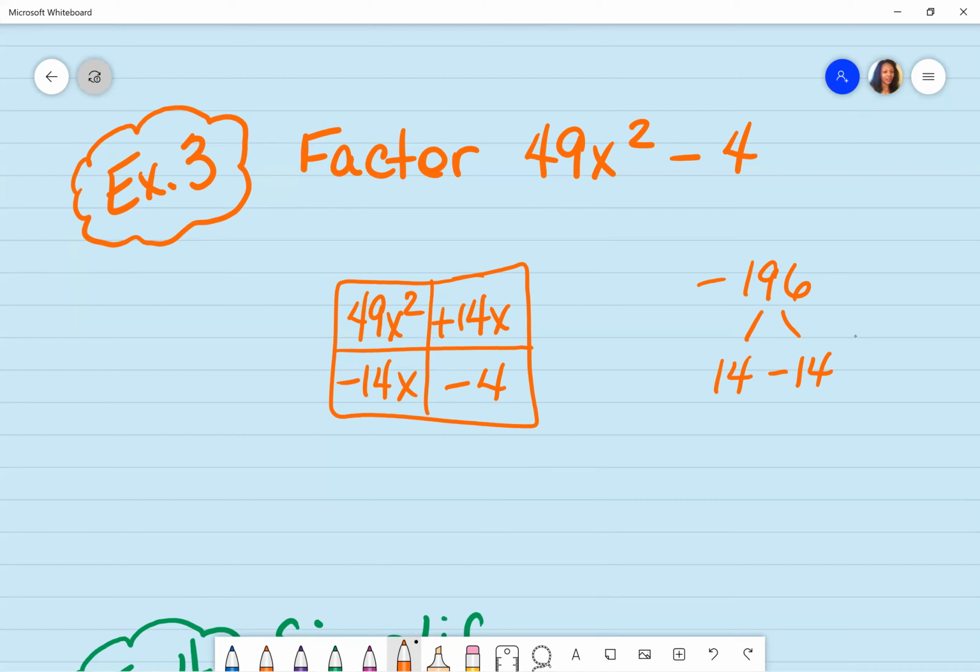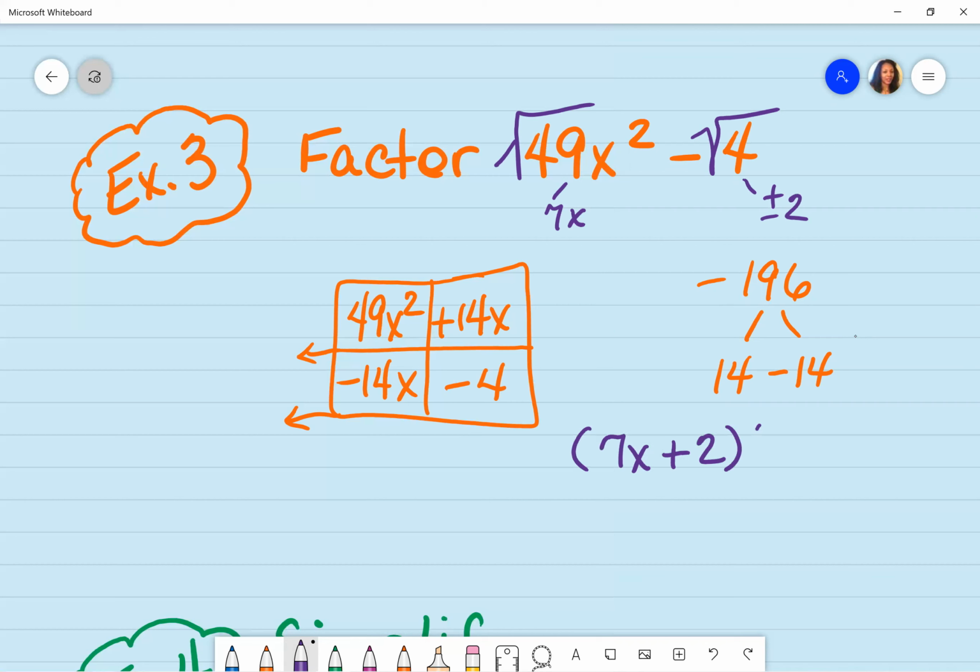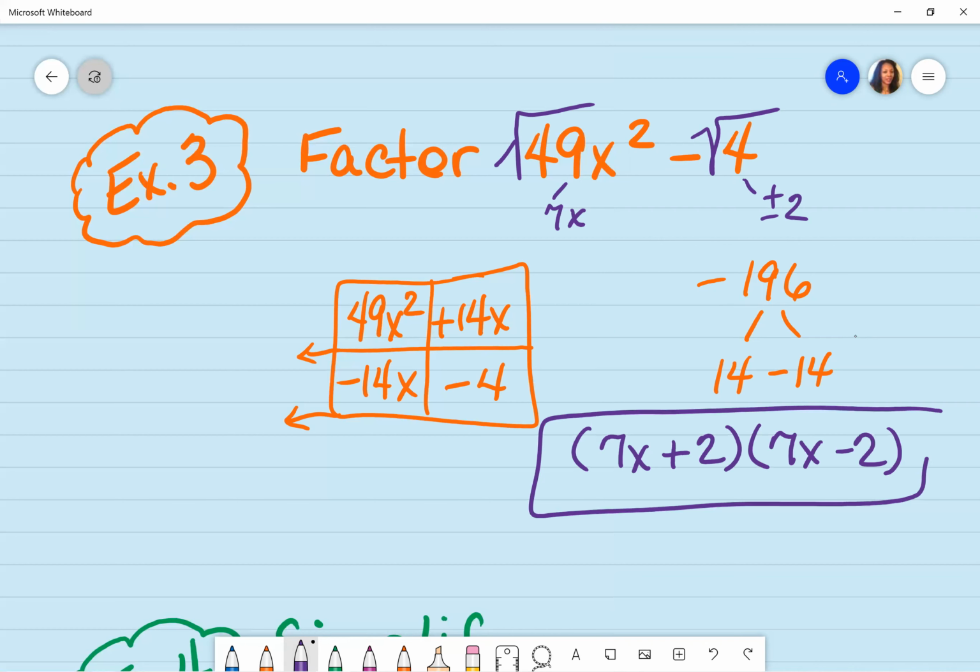-14x, and I am factoring out to the left. Again, I already know that if I were to take the square root of both terms, this would have resulted in 7x. This would have resulted in ±2. And I would just have to put that information inside of parentheses. One has a +2, the other one has a -2. That's my final answer. But if you are factoring out, again, you want to keep up with your signs.